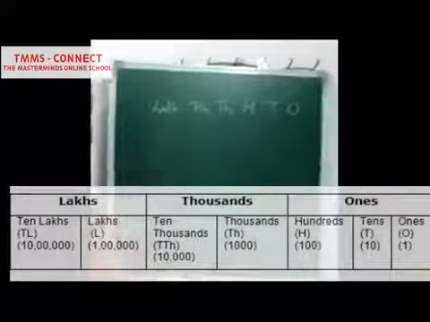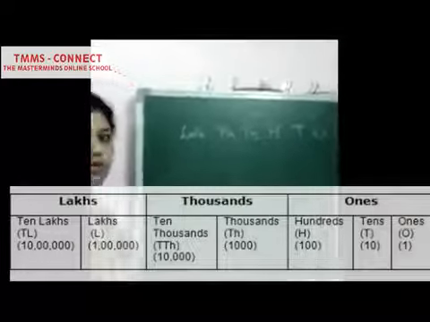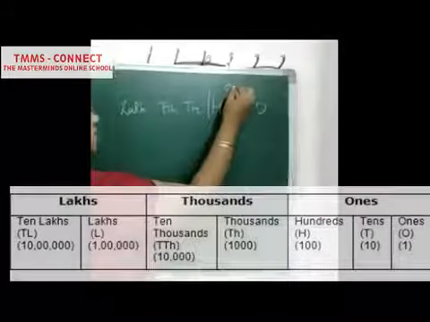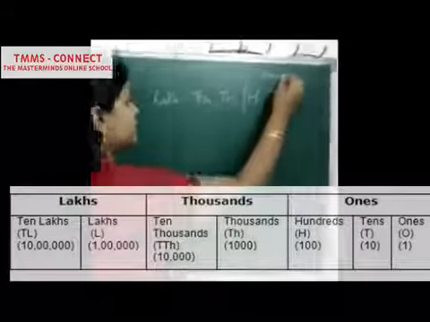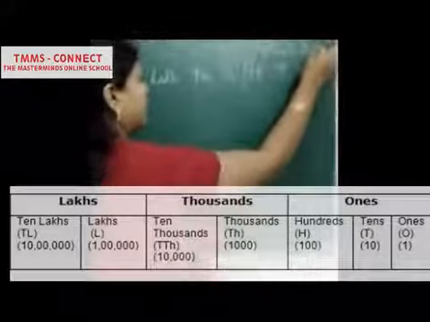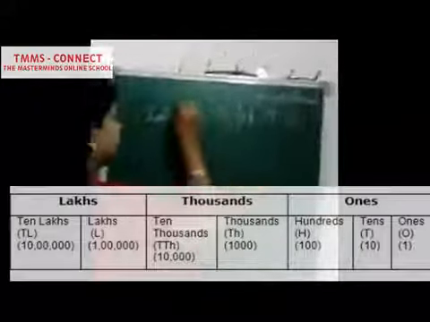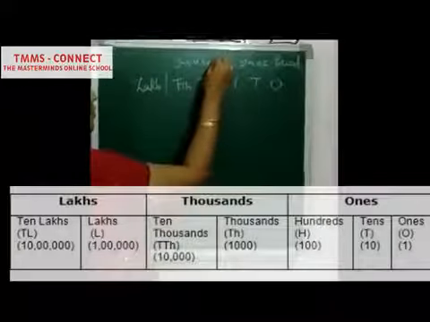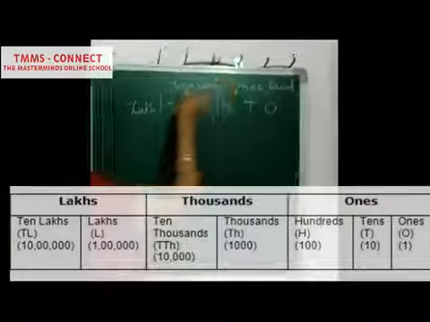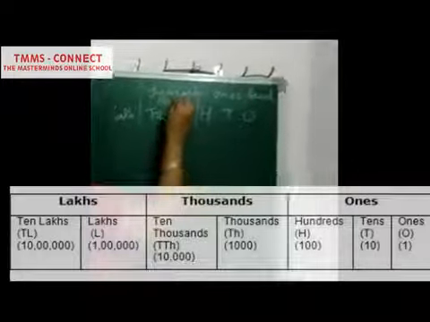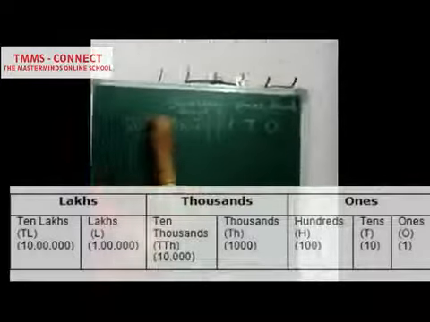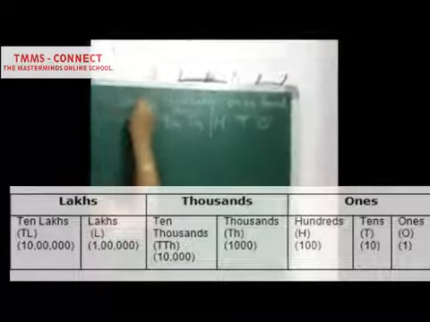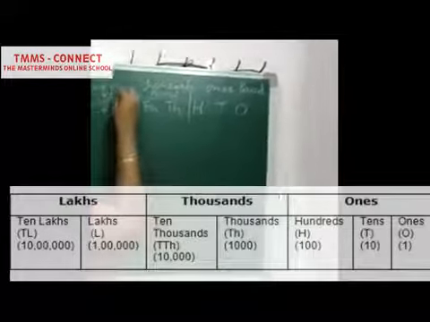As we have seen in our previous classes, we have divided this into groups, which we called the ones period, and till here we called it the thousands period. Do you all remember? So this is your thousands period and ones period. Now what will this become? It will become the lakhs period.